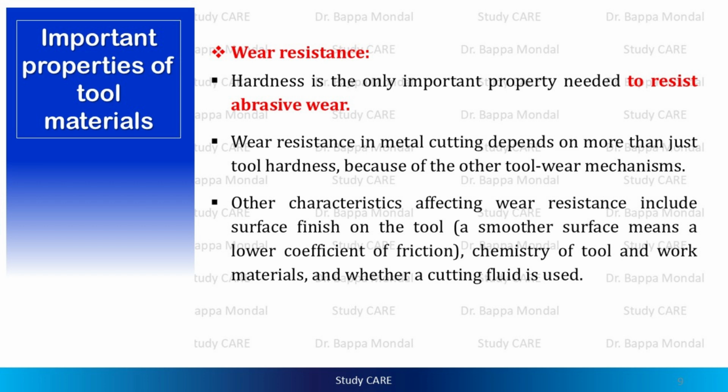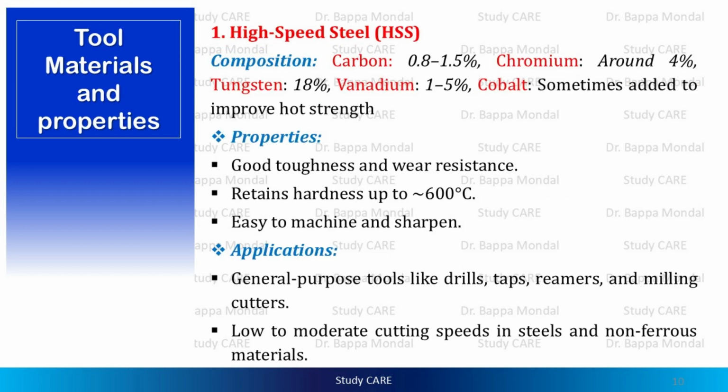Wear resistance. Hardness is the only important property needed to resist abrasive wear. Wear resistance in metal cutting depends on more than just tool hardness, because of the other tool wear mechanisms. Other characteristics affecting wear resistance include surface finish on the tool, where a smoother surface means a lower coefficient of friction, chemistry of tool and work materials, and whether a cutting fluid is used. Now we will discuss different tool materials.